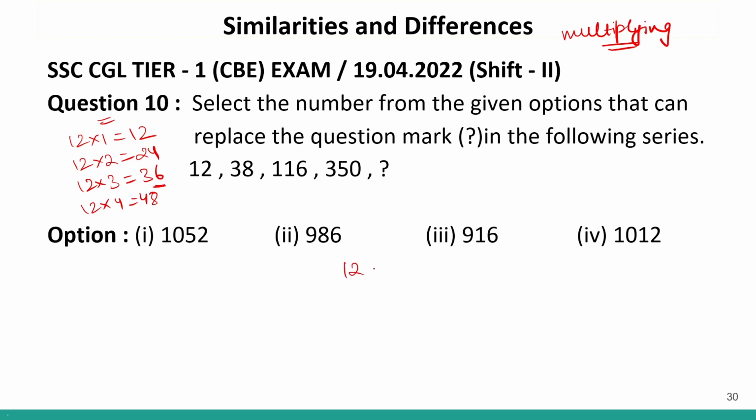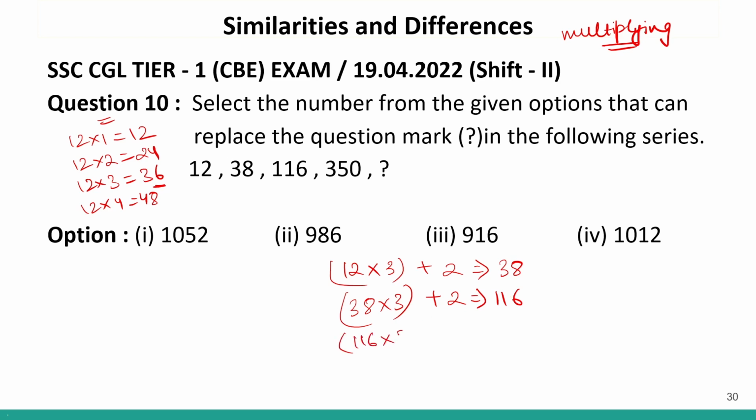So maybe I can write it as 12 into 3 plus 2. So this will give me 36 plus 2, 38. Okay. Similarly, if I check for 38 into 3 plus 2, it will give me 116.